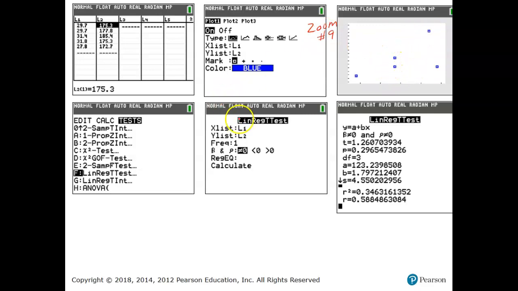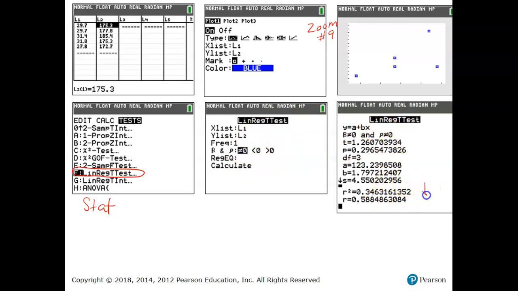So as far as going to that linreg t-test, we're going to go to stat, go over to our test menu where we have all these other tests we've been using, go all the way down to letter F where it says linreg t-test, and that's the one that you're going to choose to use in this section. Be sure you tell it where your data is, L1 and L2, and then you want to set it on the does not equal here, and you're really not going to be changing that, so just leave it set here.